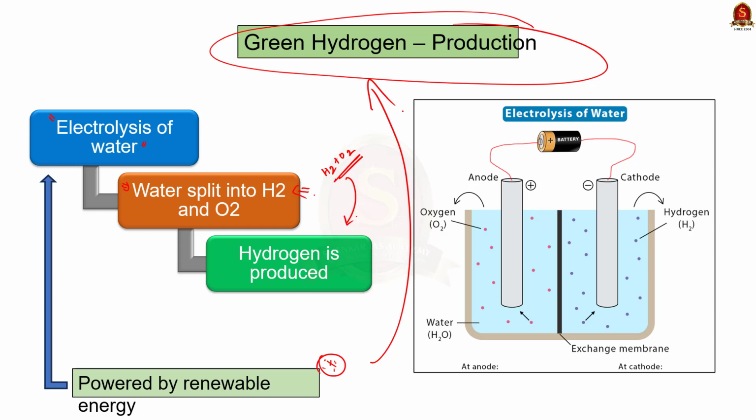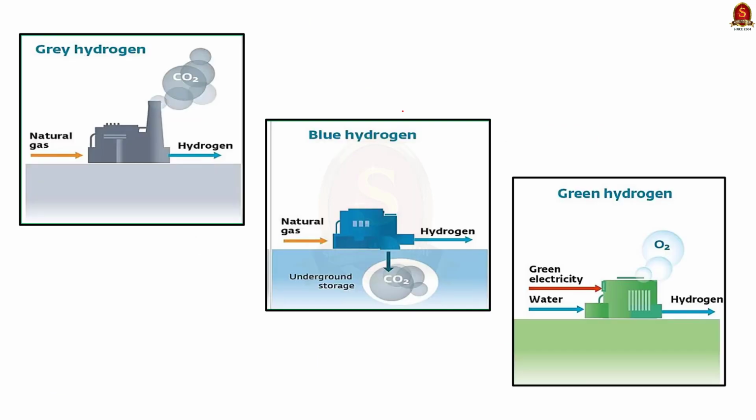Based on the production methods, hydrogen is further classified into many types. Some of the important types are grey hydrogen, blue hydrogen, green hydrogen, black, brown, red and pink hydrogen, etc. Now, we will understand these types one by one. Firstly, let us take grey hydrogen.